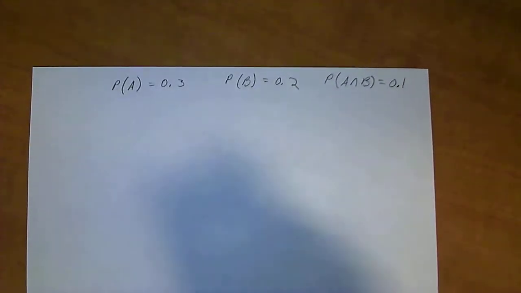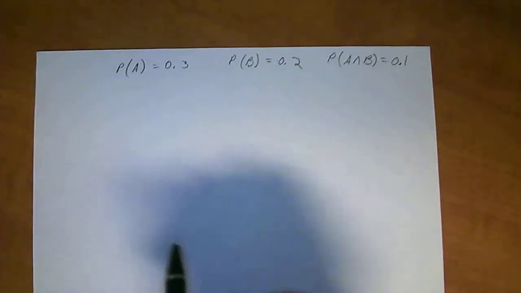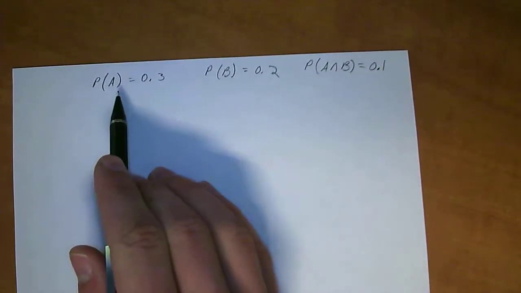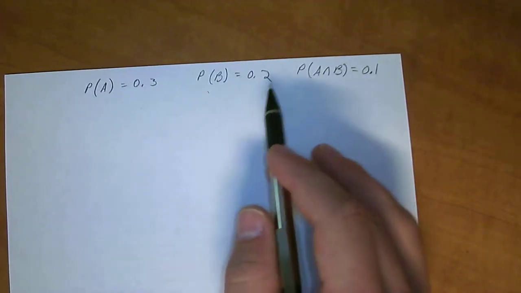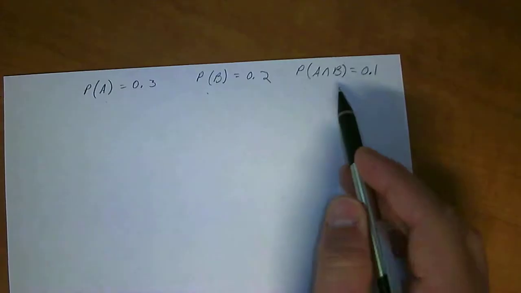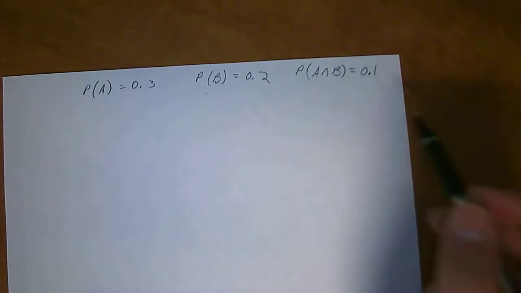We're going to do unions and intersections here again. So we have some basic probabilities up here. Probability of A is equal to 0.3, probability of B is equal to 0.2, and the probability of the intersection of A and B is equal to 0.1.